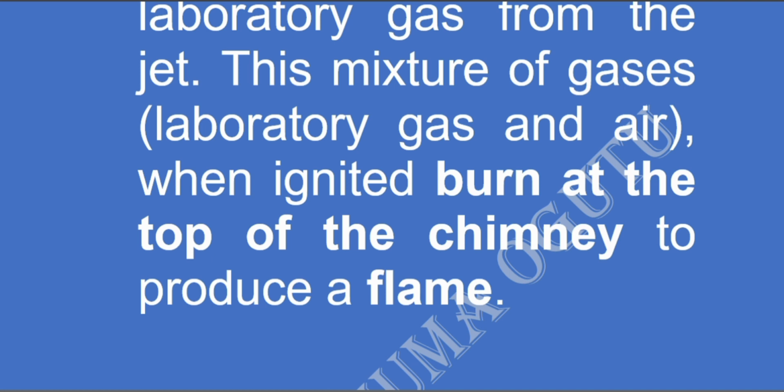Now, the air hole allows air in. Then we have the rubber tubing through the gas inlet, through the jet tubing that gets the gas into the gas inlet, down to the jet to the chimney. Then the collar regulates the external air that enters the chimney, because the hole is found just at the base of the chimney.